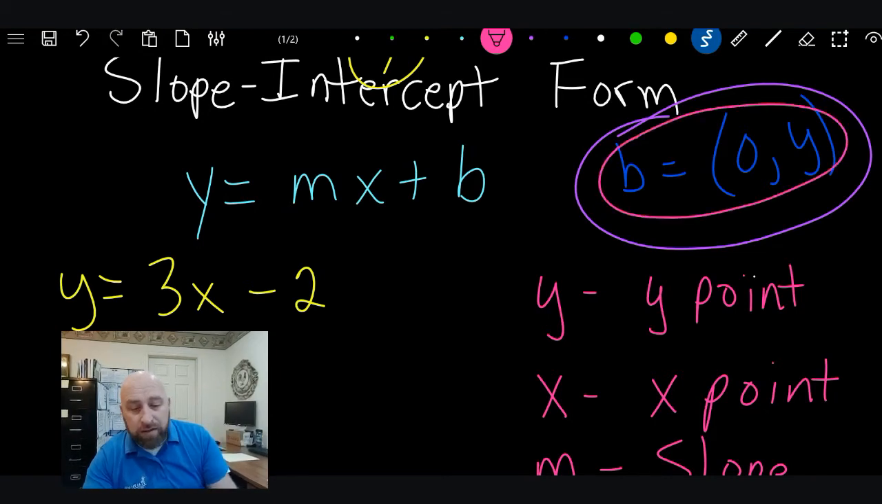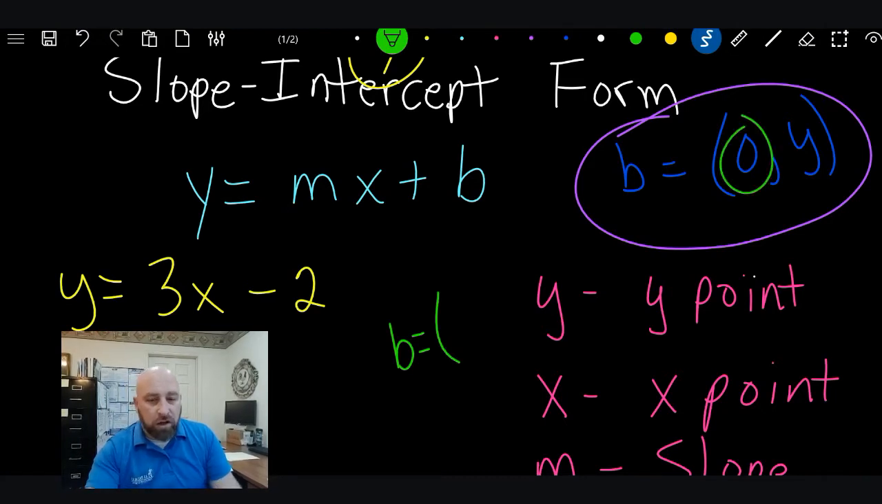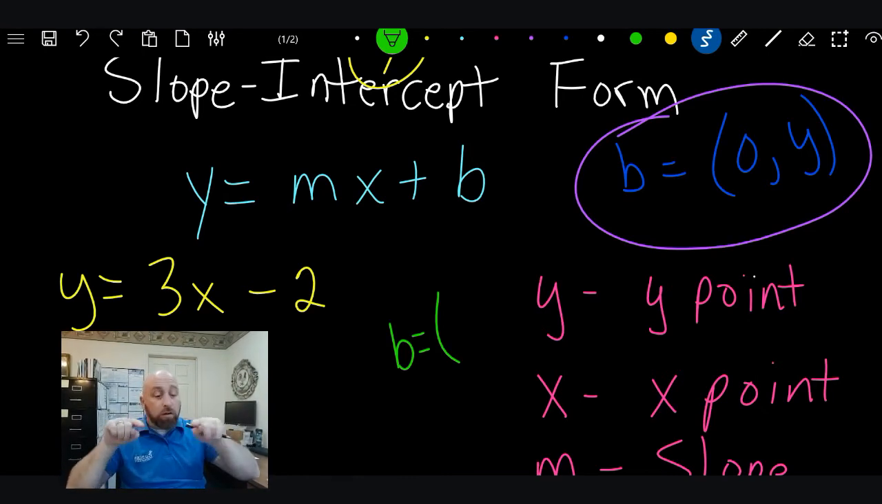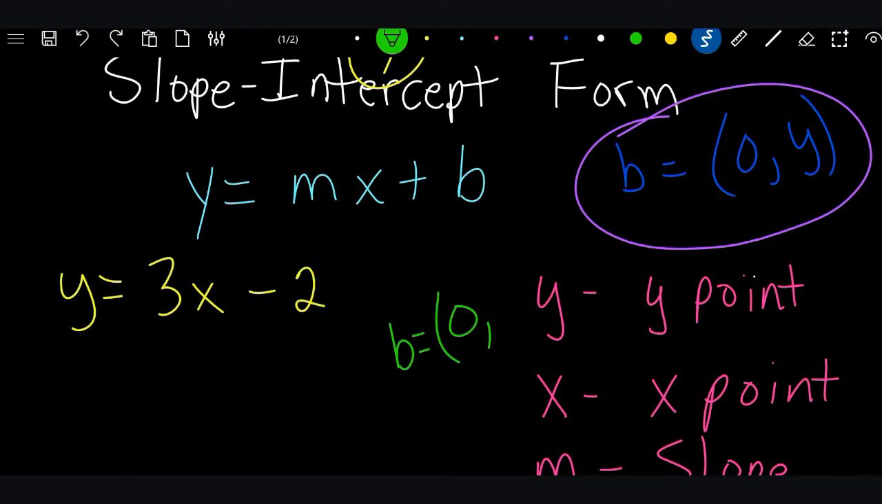Remember how I said to write it like this: b equals. And then the 0 is always the x on the y-intercept, because you don't come off the x line. You don't go either way on the x line, you stay right there in the middle, it's just up or down, okay? And so the 0 is always the x, and what is the y? It's the minus 2. Okay, and so that's our first point that we would graph.